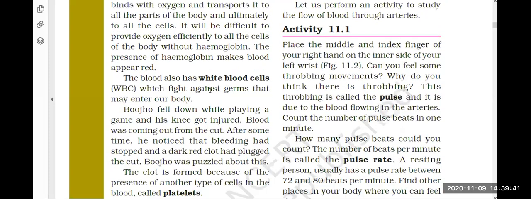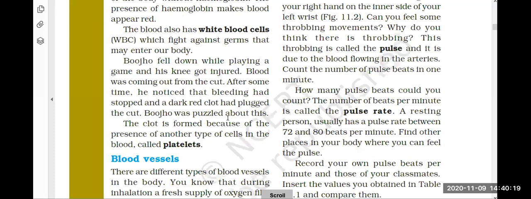Then we have white blood cells. White blood cells are basically like protectors, like guards. They fight against the germs and foreign bodies which enter our body. Then we have platelets. The platelets contain vitamin K, which, when it comes in contact with the atmosphere or air, clots. That clotting helps the blood flow to stop. Because of platelets.